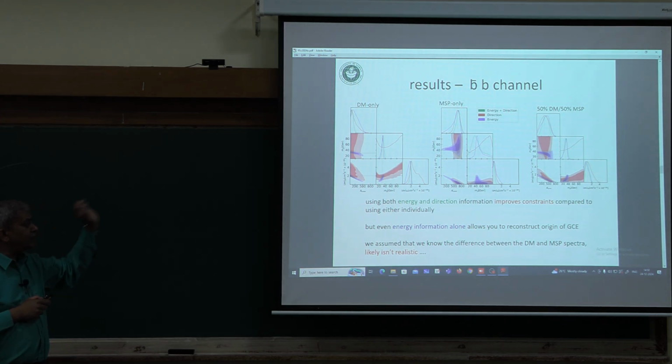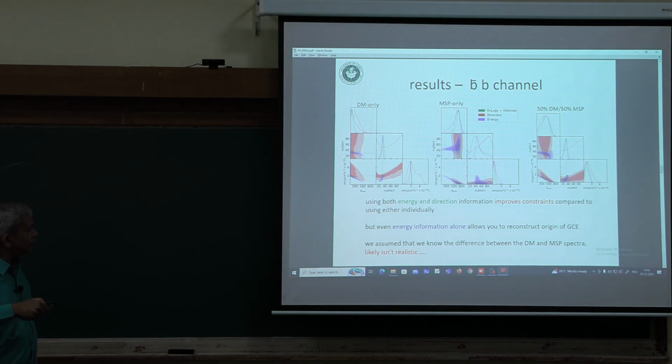And so the idea is that you train your neural networks against these two models, and then you generate mock data using one of three choices for what the true model would be. In one case, the true model is that the galactic center excess is dark matter only, assuming the mass is 30 GeV. In the other case, it's millisecond pulsars only, so the number of pulsars in the core is 650. And then the third case is when it's 50-50, so you have half the dark matter annihilation cross-section and half the number of millisecond pulsars. And in each case, you've trained neural networks using one of three different summary statistics, either using energy and directional information, or just energy information. And then you see if you can reconstruct the true parameters.